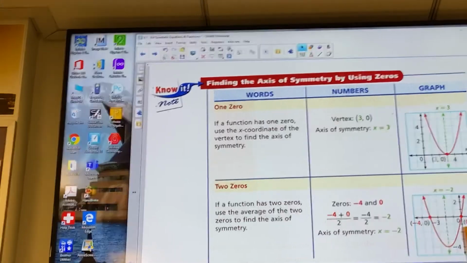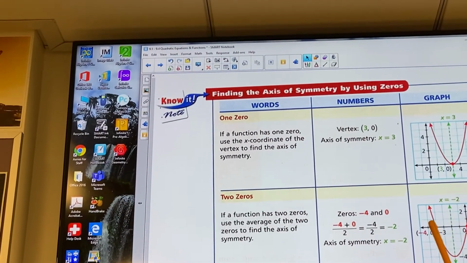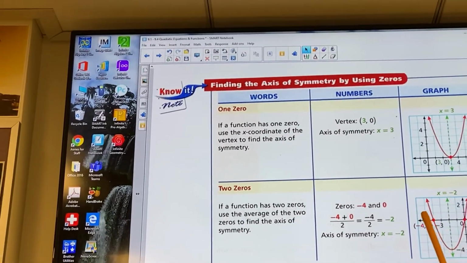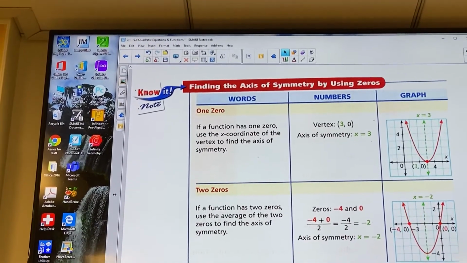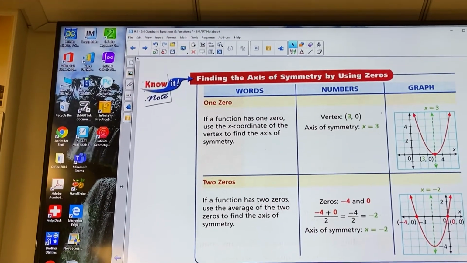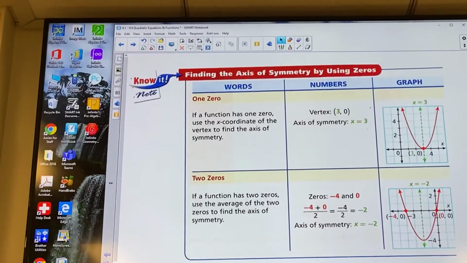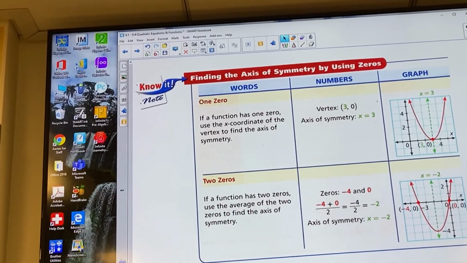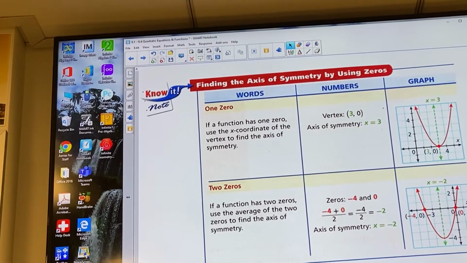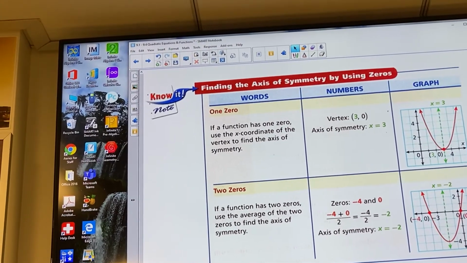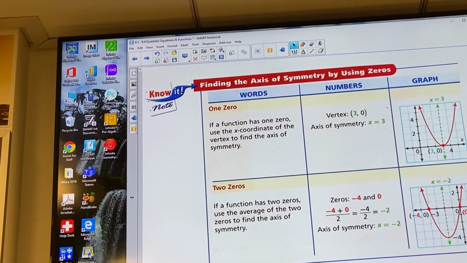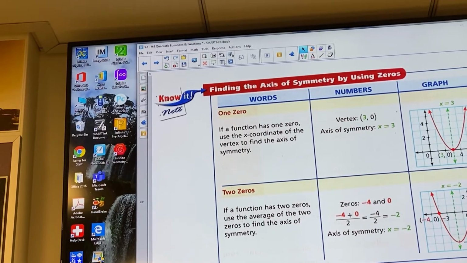Now, what happens if it touches at two different spots like this, right? The vertex is not on the x-axis, but the parabola does cross the x-axis. How do you find the axis of symmetry? Well, the axis of symmetry is right smack in the middle of the two zeros of the function, right? So how do you find a number right smack in the middle of two other numbers? It's called the average. Add them up, divide by 2.